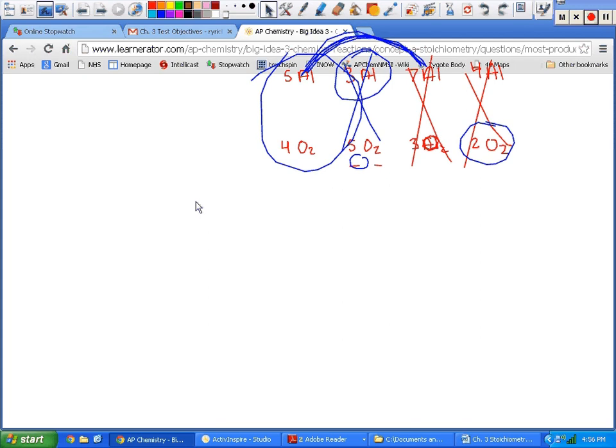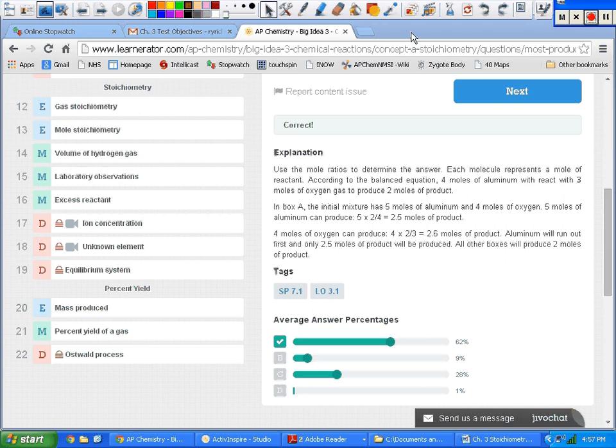All right, here's the explanation. Use the mole ratios to determine the answer. Each molecule represents a mole of reaction according to the balanced equation: 4 and 3 to produce 2 moles of product. Okay? In box A, the initial mixture has 5 moles of aluminum and 4 moles of oxygen. 5 aluminum can produce 2.5 moles of product. You with me? Okay? 4 moles of oxygen can produce 2.6 moles of product. All you did was a mole to mole ratio. Aluminum will run out first and only 2.5 moles of product will be produced. So essentially you're finding the limiting reactant. All other boxes will produce 2 moles of product.